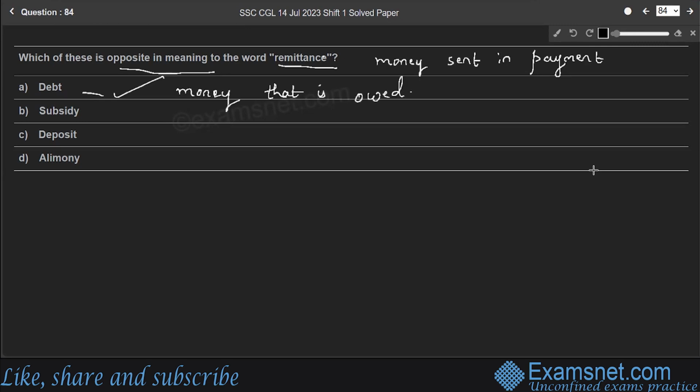Owed is called debt. Whereas the remaining words, subsidy. Subsidy means a grant or contribution of money. So it's a grant, right? Whereas deposit means a sum of money paid into a bank or building society account, right? Whereas alimony means a husband's provision for a spouse after separation or divorce for maintenance, right? So it is called alimony. So here debt is the opposite meaning of the word remittance. Option A is the right answer.